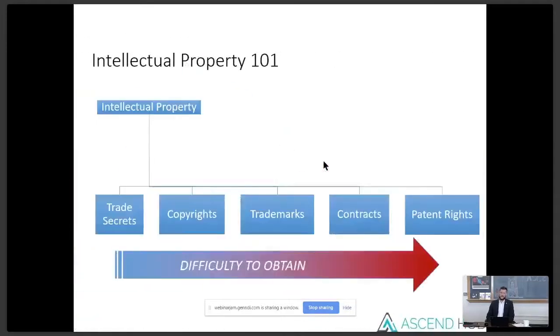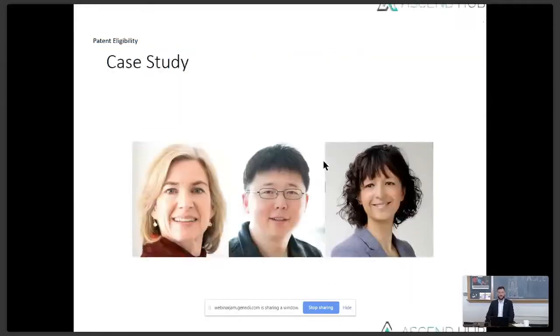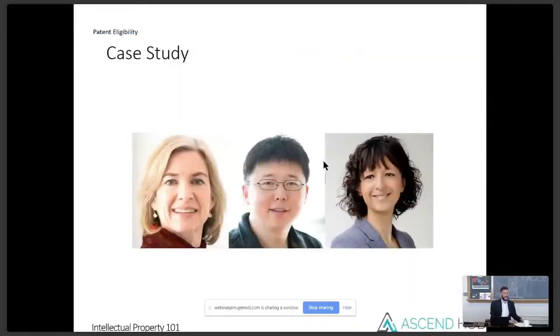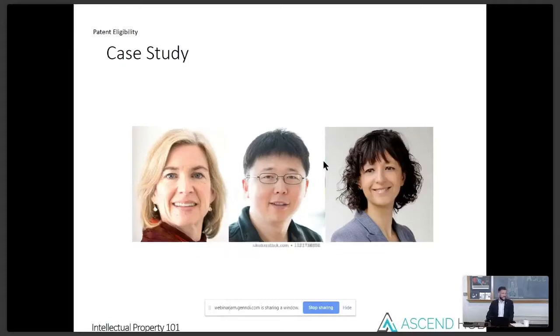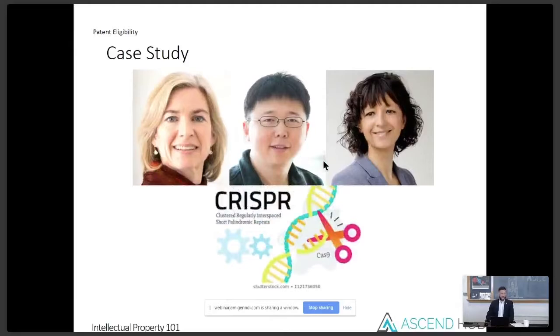So we've moved from trade secrets, copyrights, to trademarks and contracts, and spent a good time on patent rights. And now we'll touch on a bit of a case study. Many of you will likely know the faces on this slide. This is, of course, the case of the CRISPR-Cas9 system. In 2012, University of California biochemist Jennifer Doudna and colleagues made a seminal discovery about how to use CRISPR-Cas9 for gene editing, and they performed their experiments on DNA in a test tube.